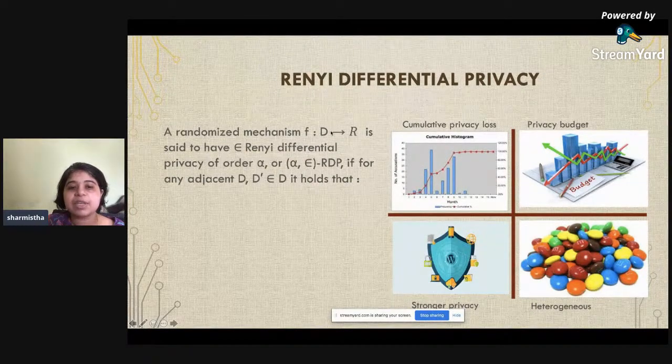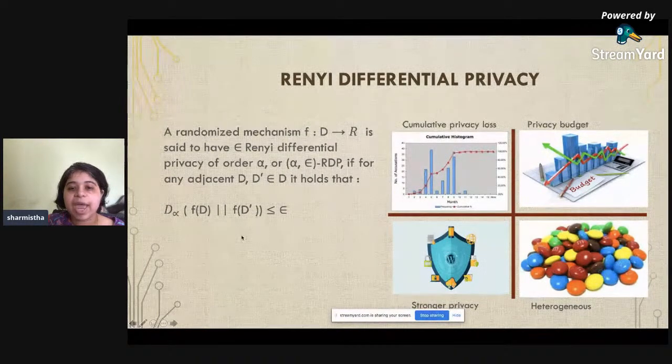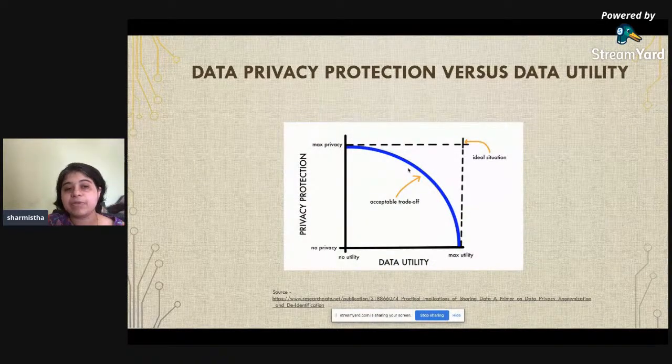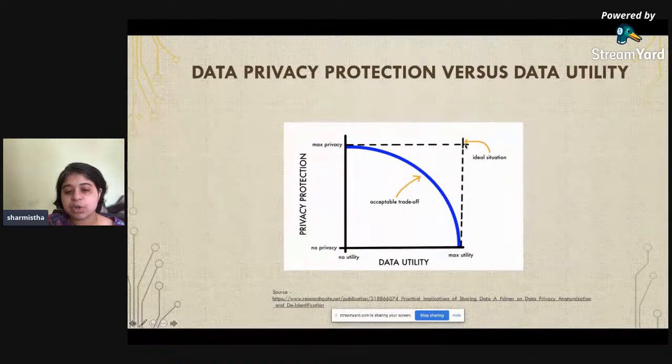A randomized mechanism that maps D to a real number is said to be differentially private of order alpha, with alpha and epsilon as the privacy estimate, if for any two data sets D and D dash it satisfies this criterion. It's just differential privacy, and on top of it they have added some stricter mechanisms for a better privacy budget, and that's what gets included in TensorFlow differential privacy. Remember that we cannot just make the solution very private, because there is a trade-off between maximum accuracy and privacy. We have to arrive at an acceptable trade-off between utility and privacy. The ideal situation is that utility is high and privacy is also high, but that doesn't happen. We have to make a trade-off.